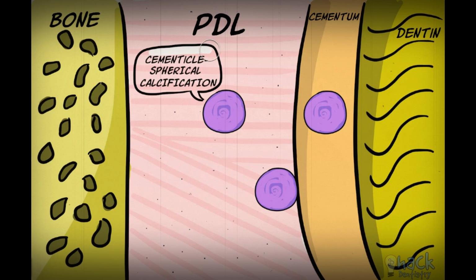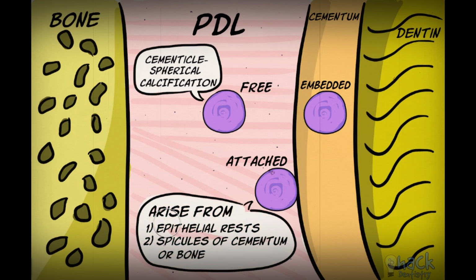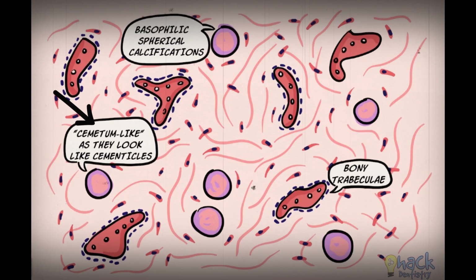Cementicles are basophilic spherical calcifications that appear in the periodontal ligament and are attached to or sometimes embedded in the cementum. These calcifications are thought to arise from the epithelial rests near the tooth root or from spicules of cementum or bone that get detached due to trauma. Hence, these basophilic spherical calcifications were designated to be cementum or cementum-like tissue.